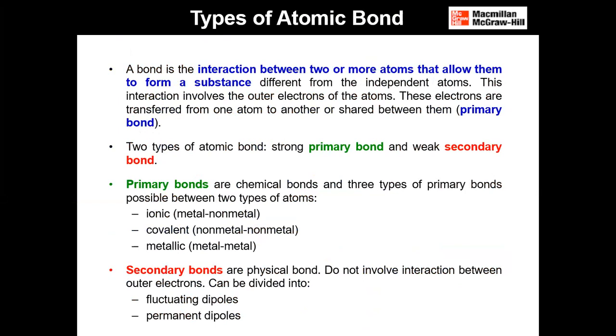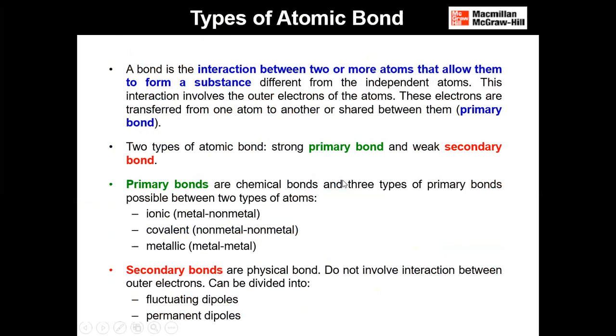And secondary bonds are physical bonds, but the atoms are not actually linked together. It's more like an interaction of the outer electrons. That's why it's a secondary bond. For example, hydrogen bonds and van der Waals, which can be divided into two: fluctuating dipoles as well as permanent dipoles.